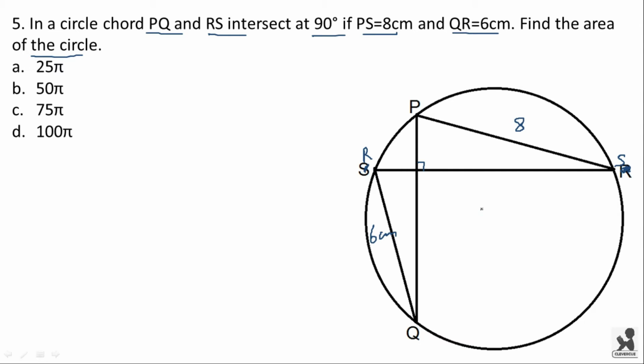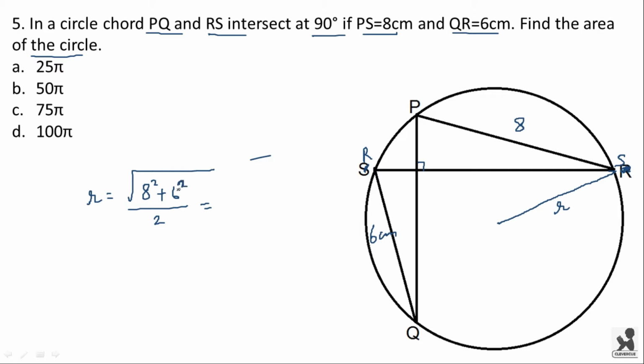To find the area of the circle, we have to find the radius of the circle first. So this is the radius R. We have discussed that R is equal to under root of (PS square plus RQ square) divided by 2, that is 8 square plus 6 square, by 2. Here 8 square plus 6 square is 10 square.